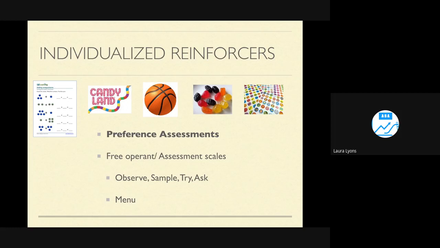But really, even though on the next slide there are some examples of how to systematically determine reinforcers using something called a preference assessment, your observation of your child will really allow you to know what toys, snacks, and social interactions are their favorite types.